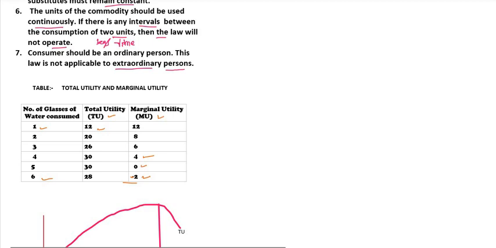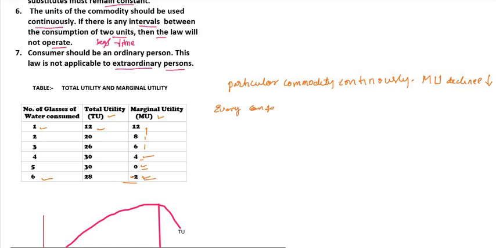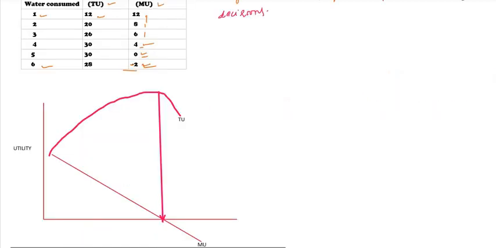In this way, we can say that when the consumer consumes any particular commodity continuously, the marginal utility declines. Here we can see 12, 8, 6, 4, and it reaches 0 and then becomes negative. Every consumer can feel this significant concept in day-to-day decisions. Now we move to understand the diagram with the help of the schedule. Here we draw the total utility curve and marginal utility curve, with utility on the y-axis and water on the x-axis.